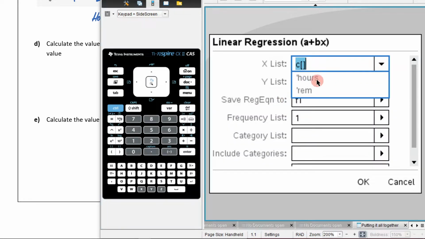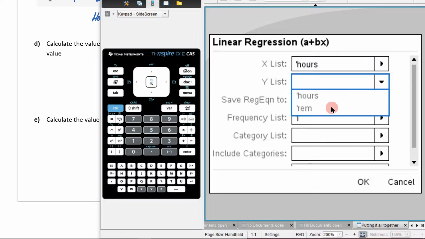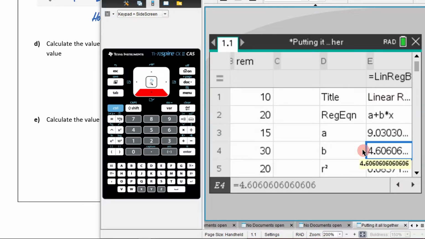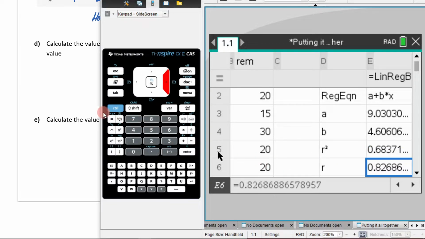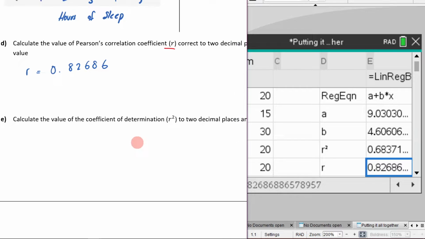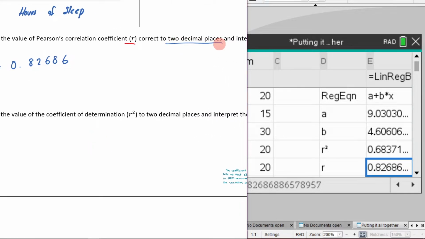Then I'm going to go hours because that's my explanatory and REM for my Y. Then I'll hit OK. And then we're going to scroll down until we get to R. And there is my R right there. So I'm going to come here and write down what that is. So my R is 0.82686. Now, it says that I need to do this correct to 2 decimal places.